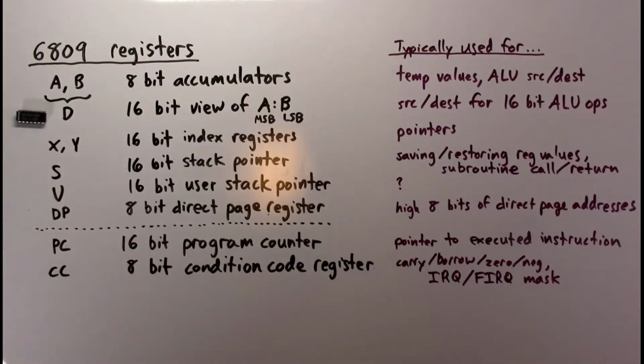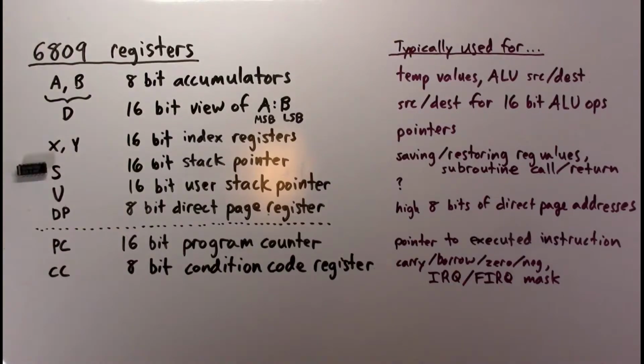The D register is a 16-bit view of A and B, where A is the most significant byte and B is the least significant byte. It is used for instructions with a 16-bit operand or result. The X and Y registers are 16-bit index registers. They are typically used as pointers to memory locations and allow quick access to variables and array elements in memory, but can also be used for other purposes.